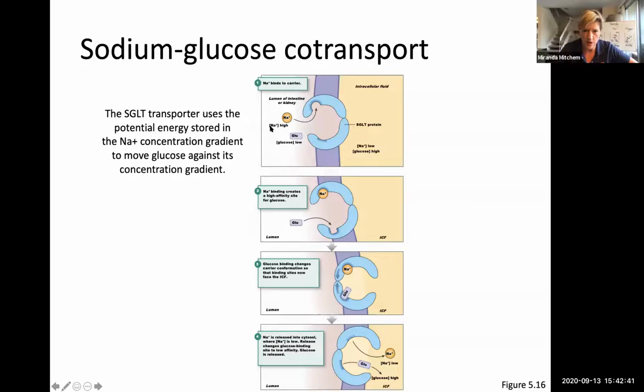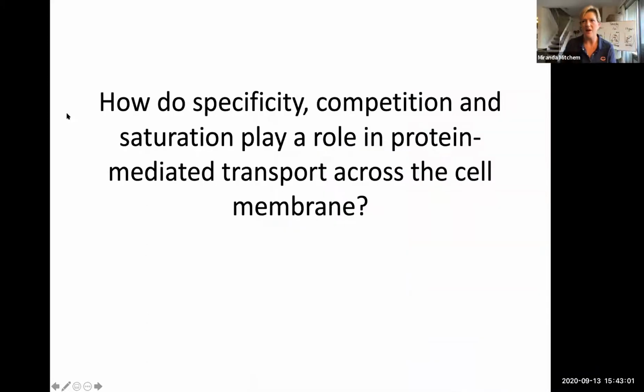Your book gives you the relative concentration of each. The brackets always mean concentration. So it's telling you that the concentration of sodium inside this kidney is high, where the concentration of glucose is low. Just in case you need a little help interpreting how to read those figures. Took me a little bit to figure them out.